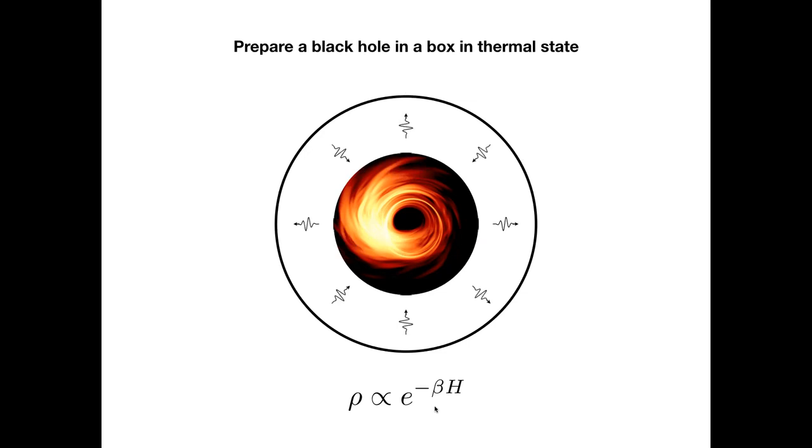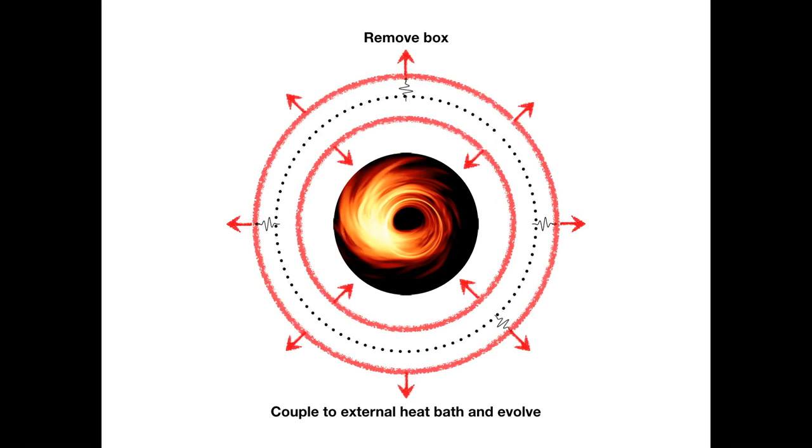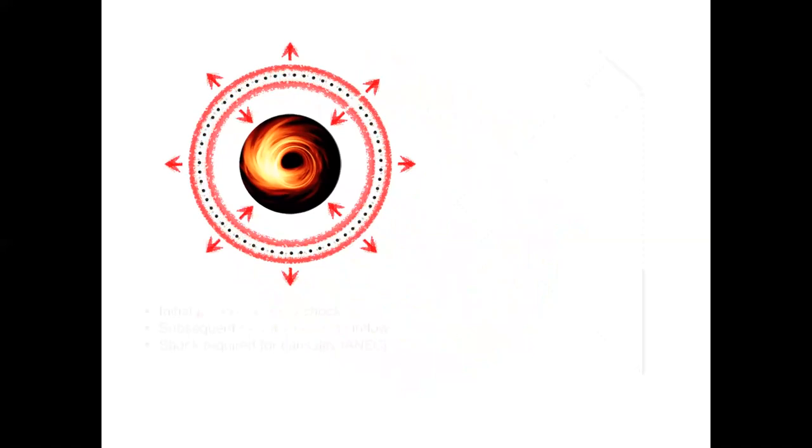And then at time zero, I'm going to remove this box. If I remove this box, the Hawking radiation is going to start escaping the black hole, and the black hole is going to start evaporating. And so here's a Penrose diagram of this situation.